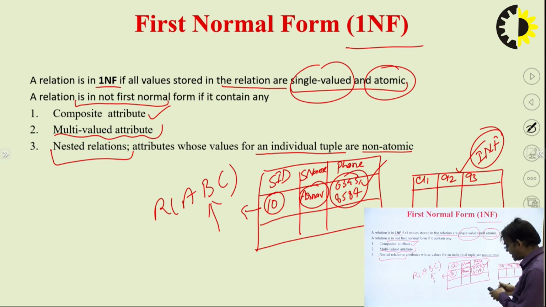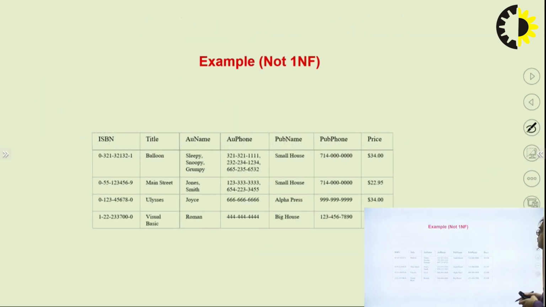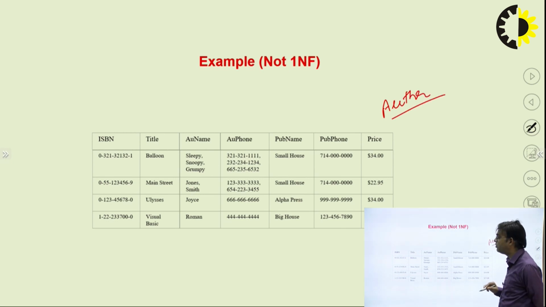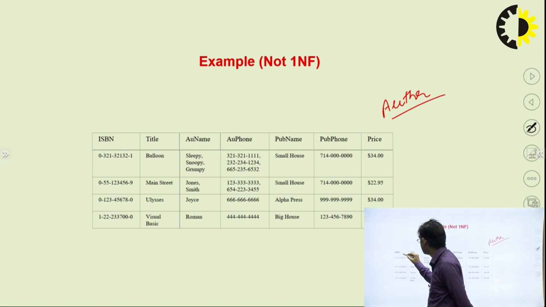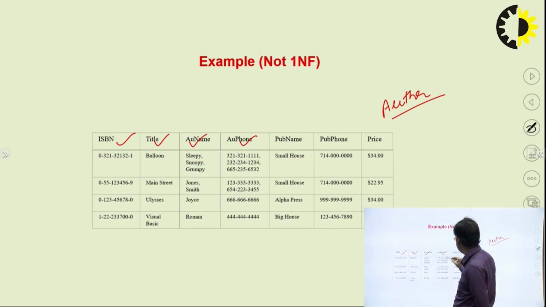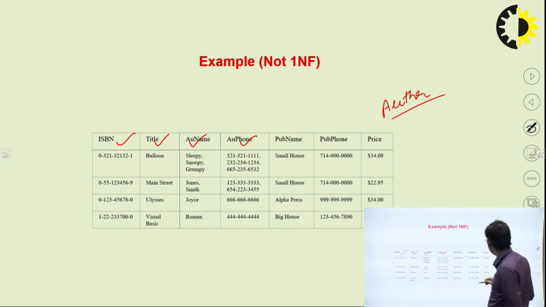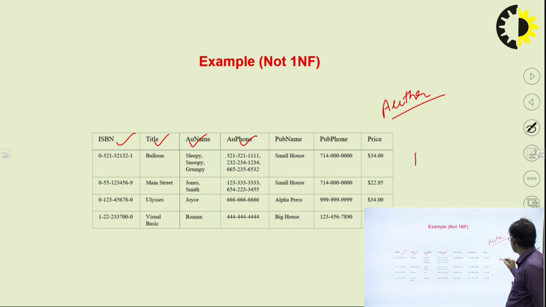Now we have to take some examples for a clear understanding of first normal form and how to convert a given table into first normal form. Let's suppose this is an author table. In this table, the attributes are first ISBN, second title, third the author name, and fourth the author phone number. We have to identify whether this given table is in first normal form or not.